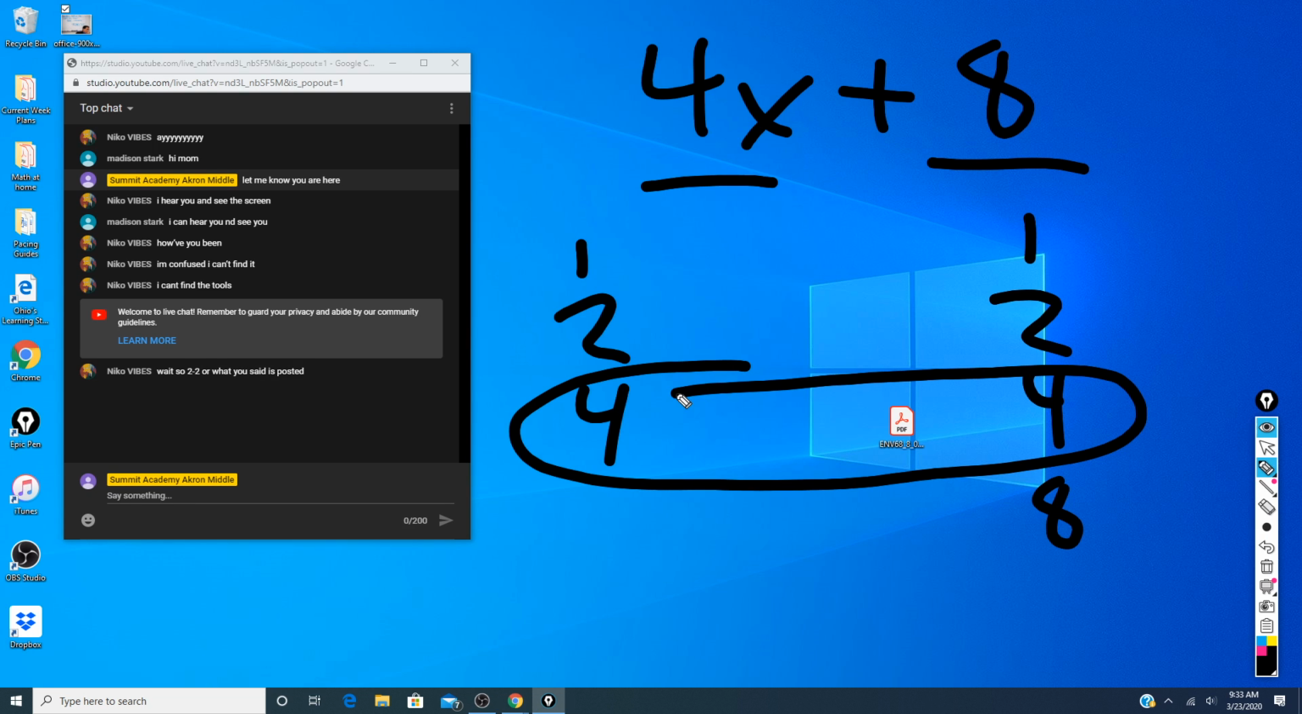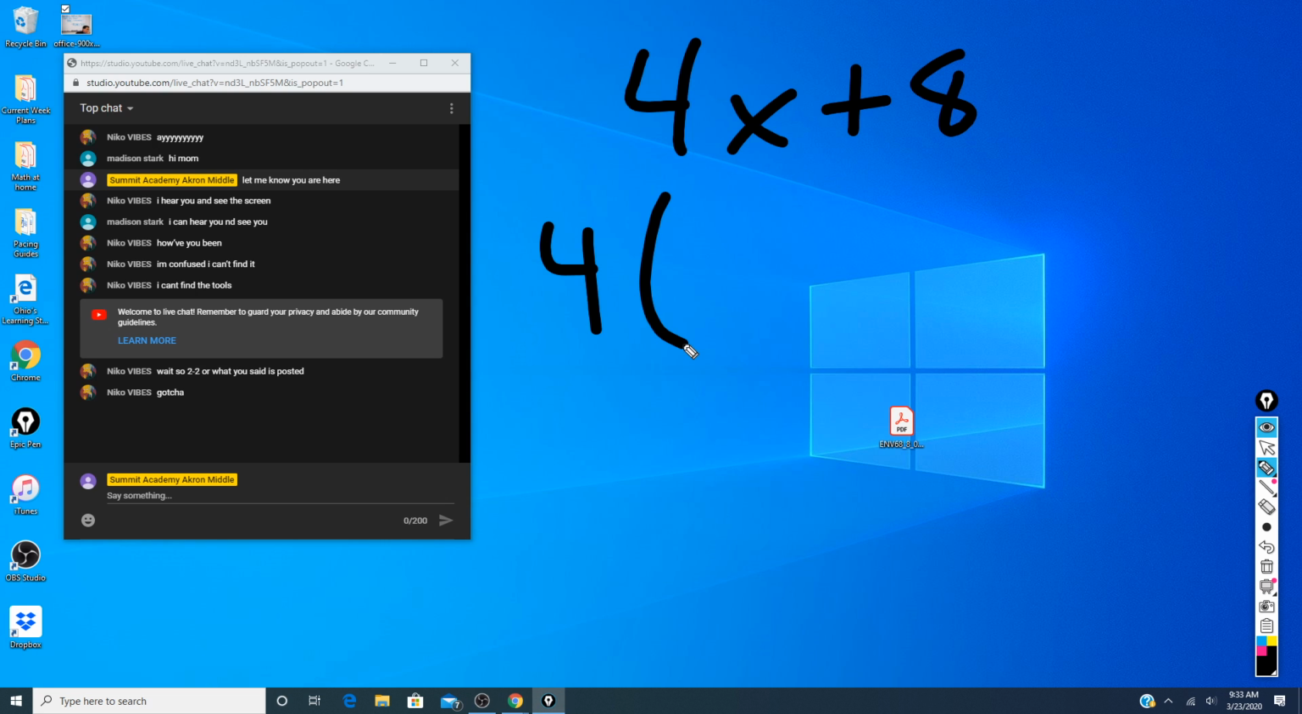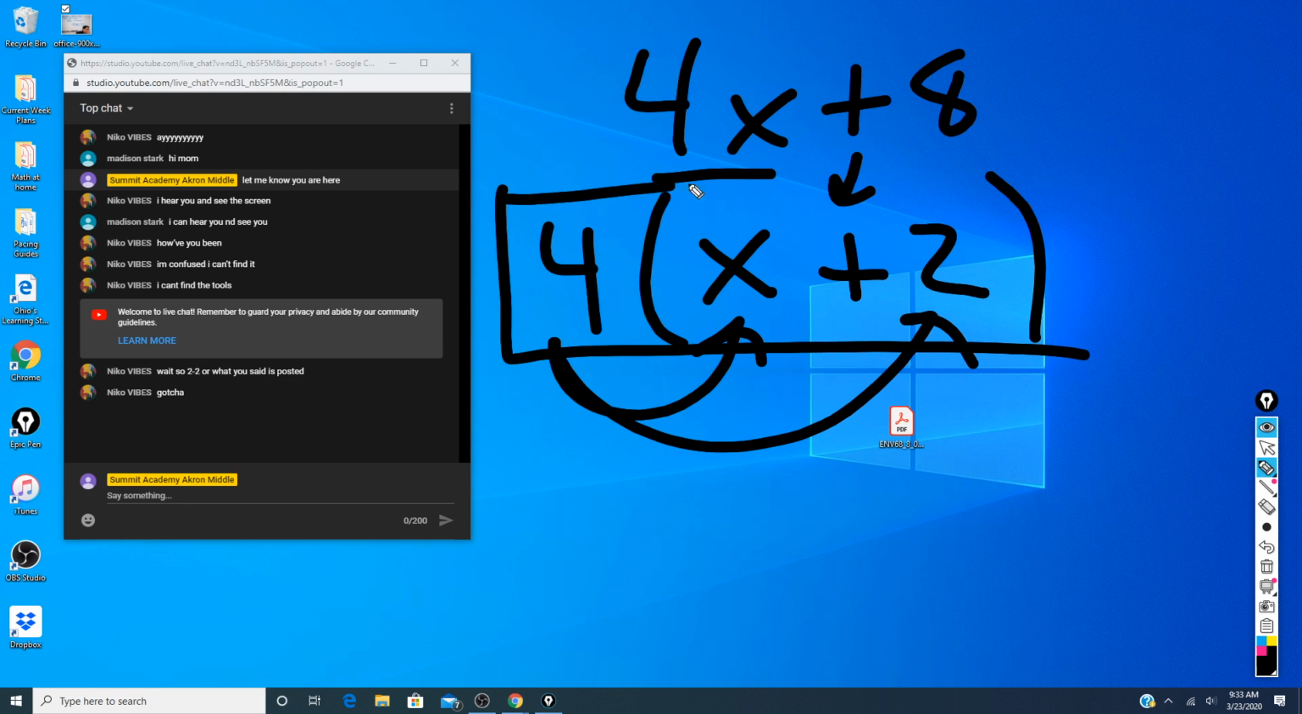So basically what you're saying here is 4x plus 8. That means that I can do 4 even groups of, and that's where you have to use your reverse, like your reverse distributive property. So 4 times what gives you 4x? Well, 4 times x gives you 4x. You bring down the sign. Then 4 times what gives you 8? Well, 4 times 2 gives you 8. So 4 times (x plus 2) would be your fully factored form there.